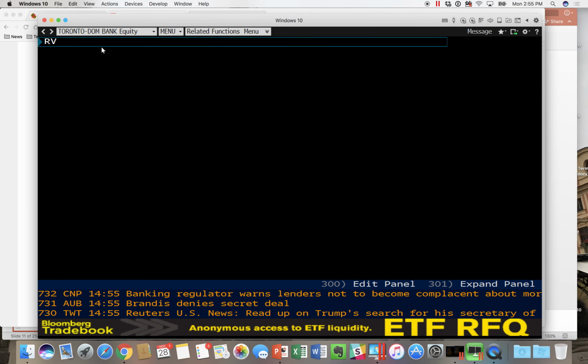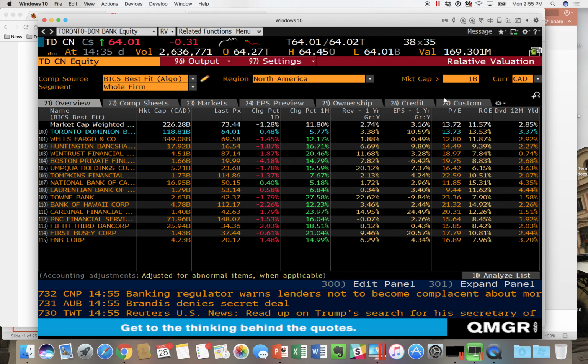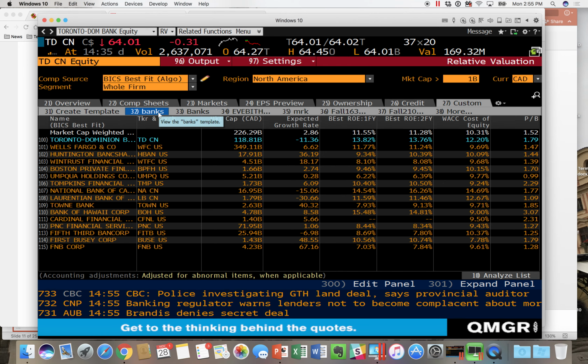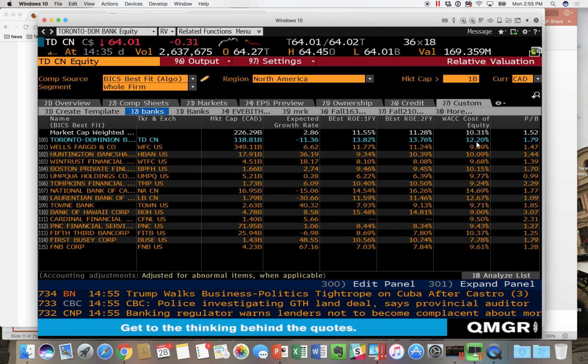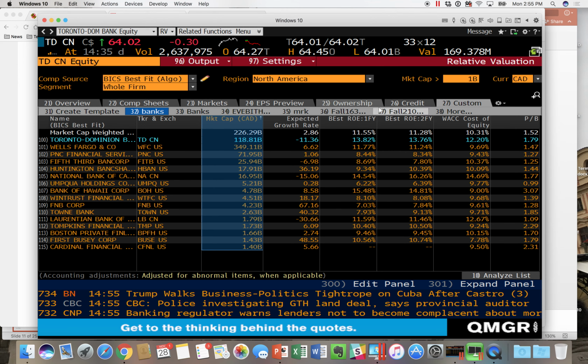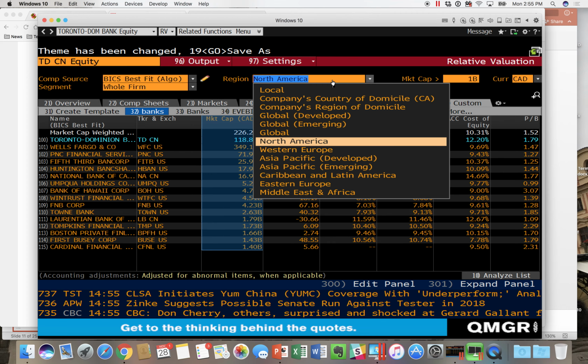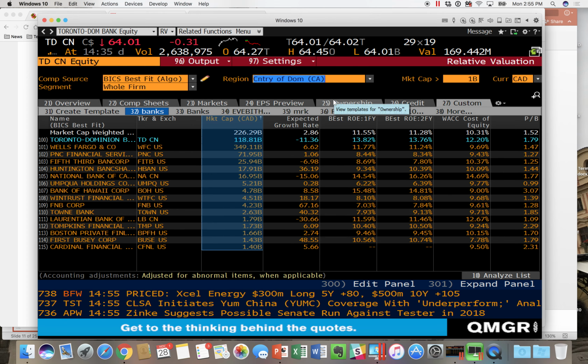RV, custom, banks, they're actually earning 14% return on equity the next 2 years against a 12% cost of equity and have the highest price to book almost in Canada because, and you can see this on market cap, basically in Canada, switch this to country of domicile.